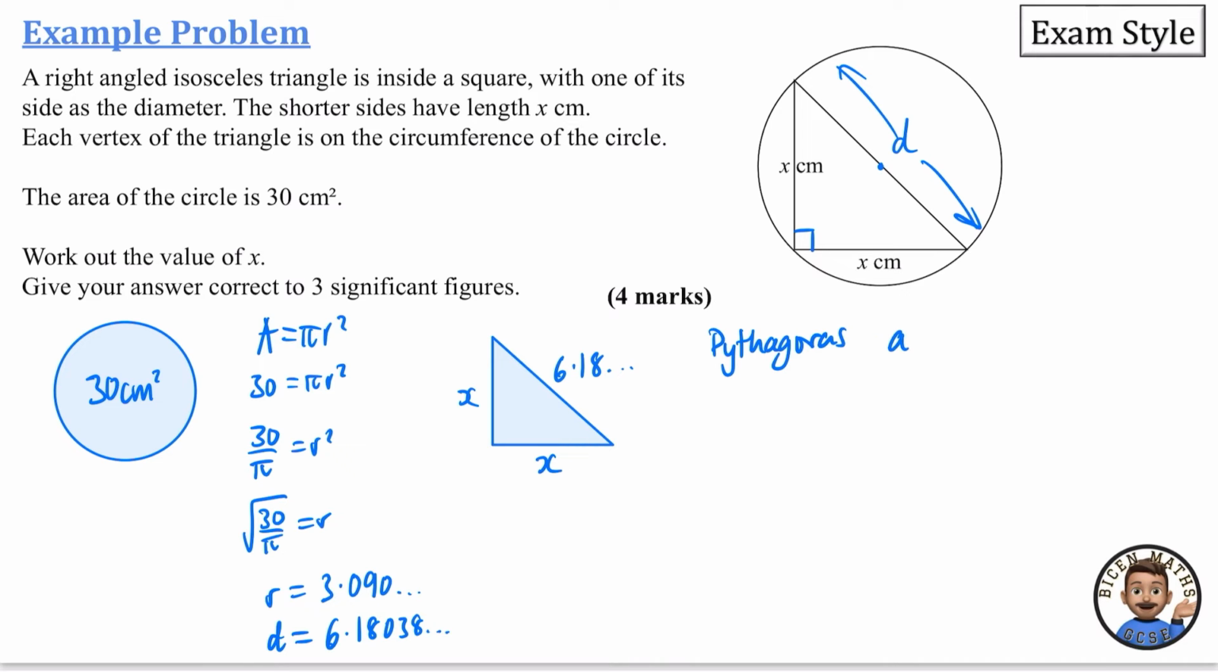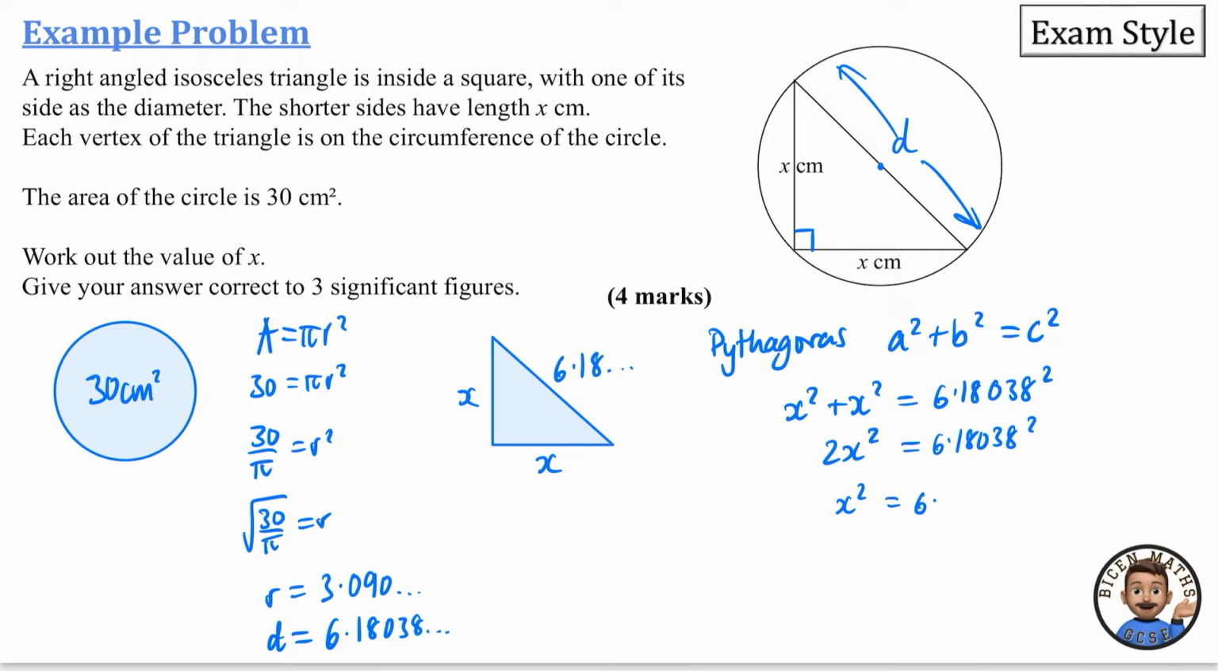And we know that Pythagoras' theorem is that a squared plus b squared equals c squared. So x squared plus x squared equals the 6.18038 all squared. So that is 2x squared equals 6.18038 all squared. So x squared will be 6.18038 all squared, and then divided by 2 because we need to half it. And so x is going to be the square root of that whole thing.